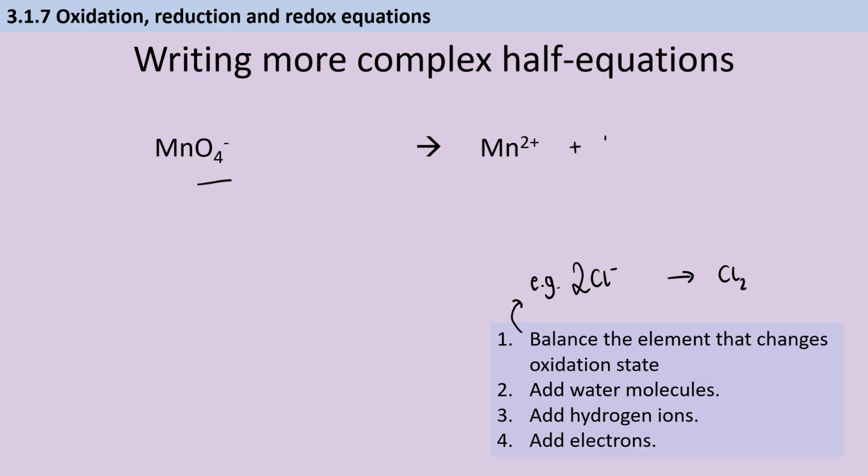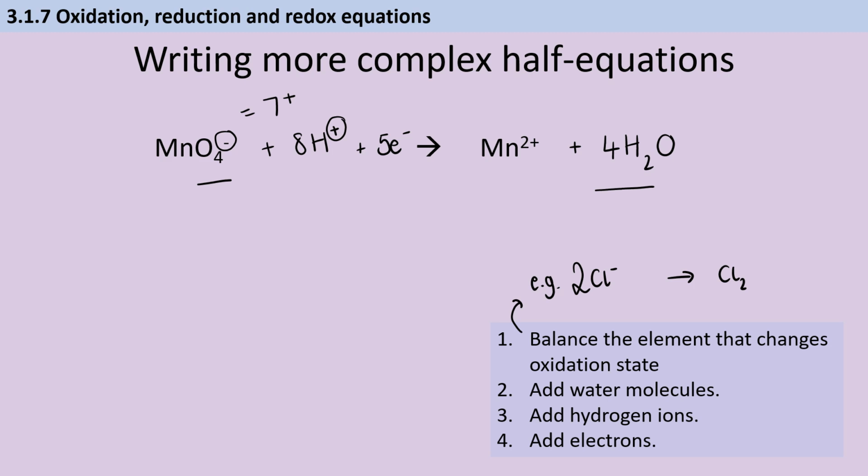Next, I'm going to add water molecules in order to balance out the oxygen that I can see on the left-hand side. And then I'm going to balance out these 8 hydrogens I've just added by adding 8 hydrogen ions on the left. Now I need to add electrons, so I've got a 2+ charge on the right-hand side, and on my left-hand side I've got a minus and 8 pluses, so that gives me +7, so therefore I need to add 5 electrons.